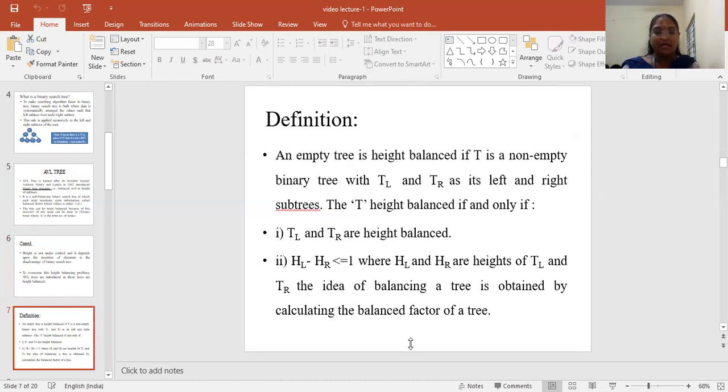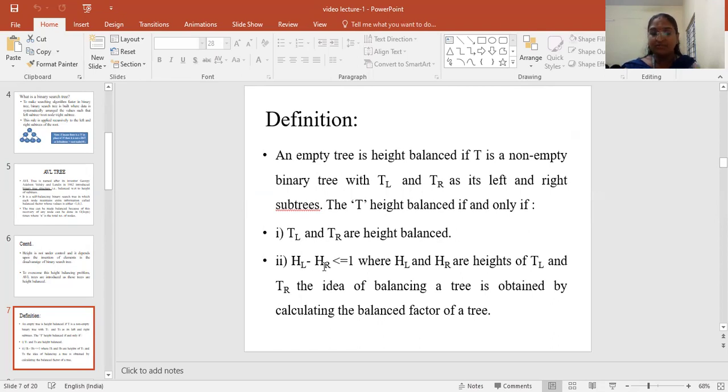Okay. Now, coming to the definition. An AVL tree is defined in such a way that an empty tree is height balanced, and if T is a non-empty binary tree, then T is considered a binary tree with a left tree and a right tree. TL and TR act as the left subtree and right subtree, the children of the tree. And here is how the balance will be calculated: TL and TR are height balanced trees.